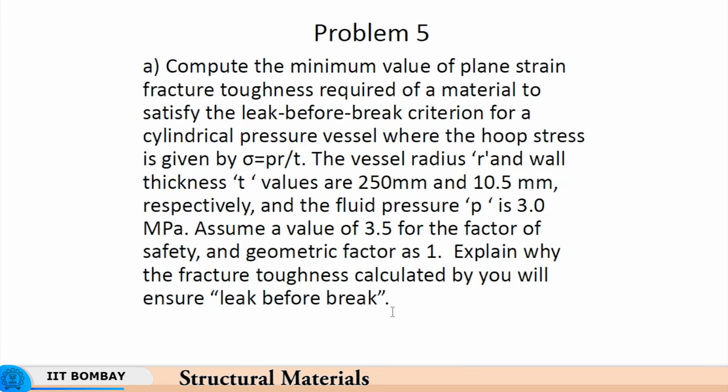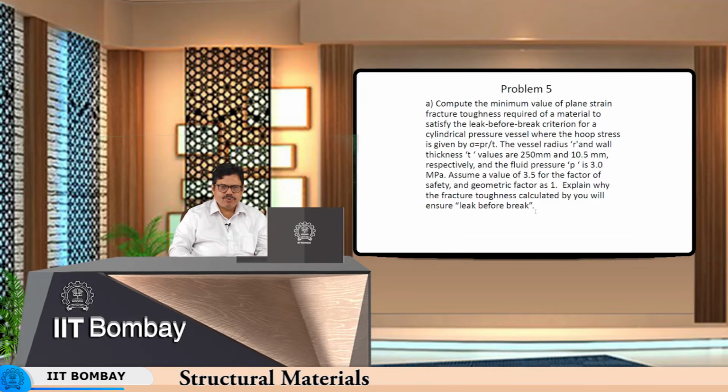We come to the next problem. Compute the minimum value of plane strain fracture toughness required of a material to satisfy the leak before break criterion for a cylindrical pressure vessel where the hoop stress is given by sigma equal to PR by T. This is the maximum principal stress, basically circumferential stress. The vessel radius R and wall thickness T are 250 millimeters and 10.5 millimeters respectively, and the fluid pressure P is 3 MPa. Assume a factor of safety of 3.5 and a geometric factor of 1. Explain why the fracture toughness calculated by you will ensure leak before break.